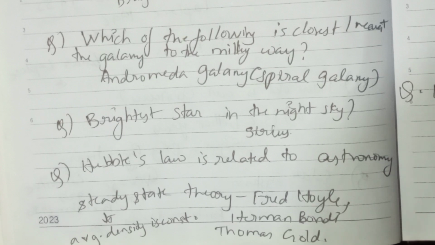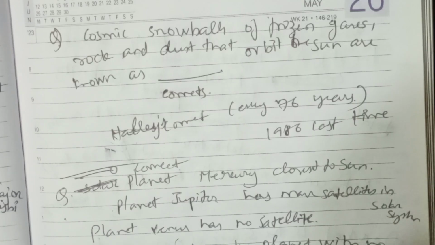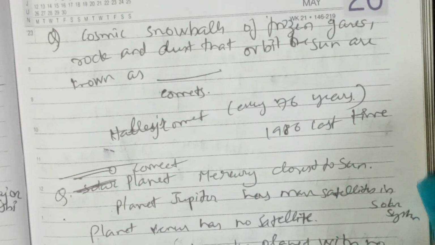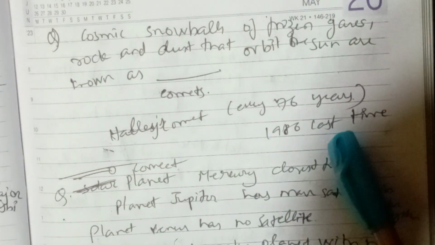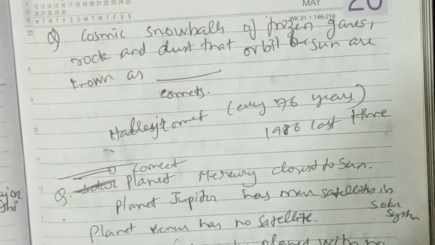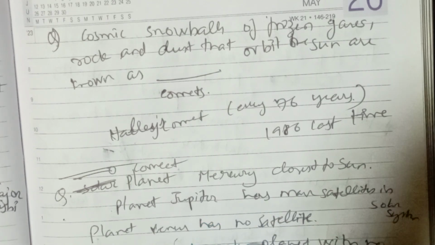Hubble's law is related to astronomy. Steady state theory explains that average density is constant, proposed by Fred Hoyle, Hermann Bondi, Thomas Gold. Cosmic snowballs of frozen gases, rock and dust that orbit the sun are known as comets. Halley's comet appears every 76 years. The last time it appeared was 1986, and the next one we will see is the comet.